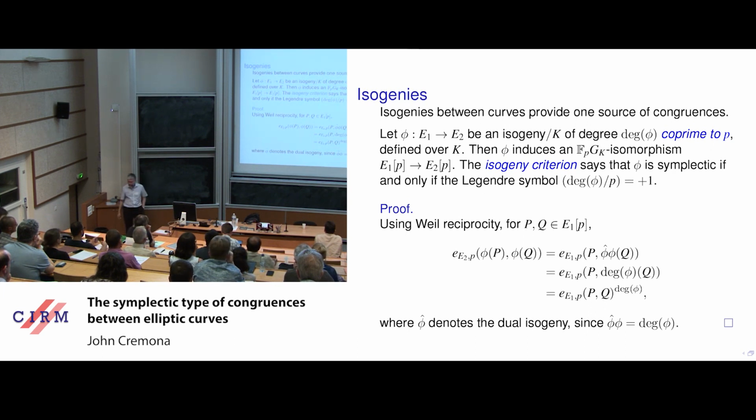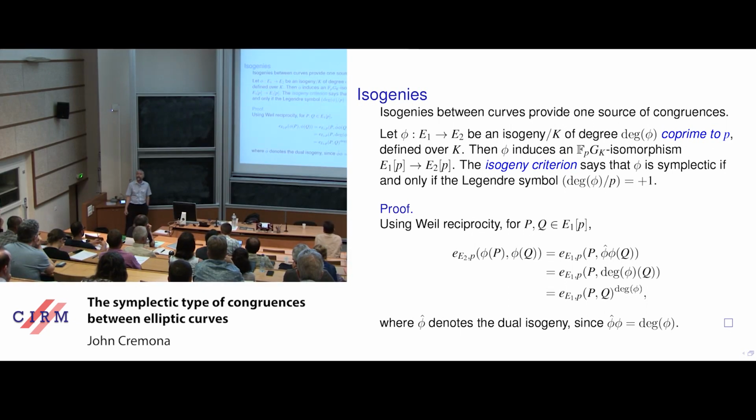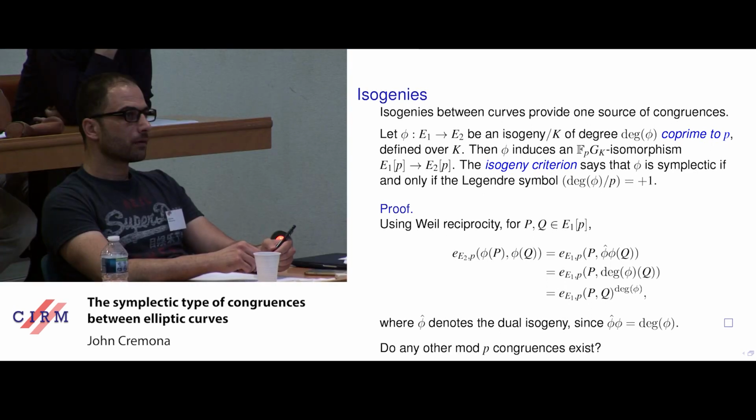Okay, so if we're working with p equals 7, then 2-isogenies induce symplectic congruences, whereas 3-isogenies induce antisymplectic congruences. Okay, so now we can refine our question and say, apart from isogenies, are there any other congruences? And the answer is yes, but as p gets larger, they become rarer, and it is conjectured that they die out altogether. And I'll say a bit more about that now.